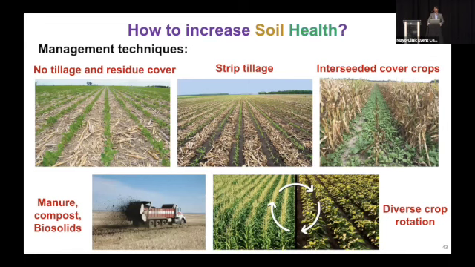Take home message, how we can improve our soil health. There are different management techniques. I did not cover all of them because I didn't work on all of those techniques. Some of those I worked on, but there are a lot of other methods like no tillage, residue cover, which is very important. Strip tillage is another thing which is very important. Interseeded cover crops, which is also important.